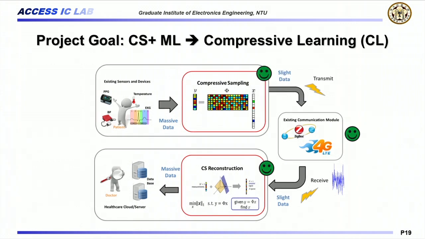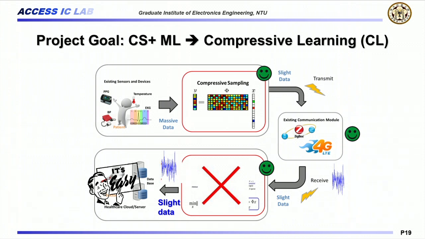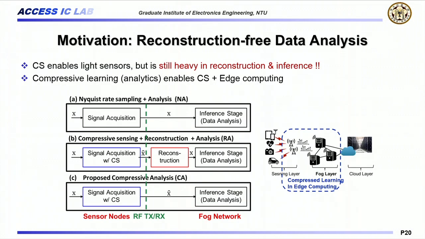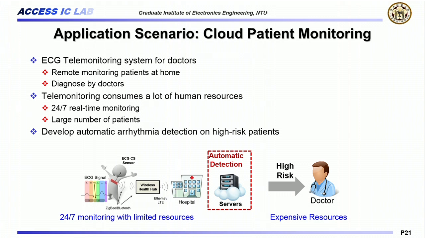So the key concept of the so-called compressed learning, I guess Yujie has mentioned that, is: can I just eliminate the reconstruction stage, and use this small amount of compressed data and send it to my machine to make the decision, also called analytics? That's the key concept of this project. So the idea is, if I don't want to do the reconstruction, I want to send my compressed data directly to the inference engine for the data analytics.